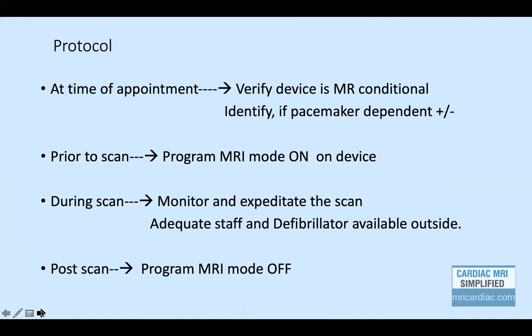At the time of appointment, verify that the device is MR conditional and also identify whether the patient is pacemaker dependent or not, because before the scan you will require some programming, and depending on whether he is dependent or not dependent, the program will change. Before the scan, the company person has to be called and he will keep the MRI mode on that device. Try and expedite the scan.